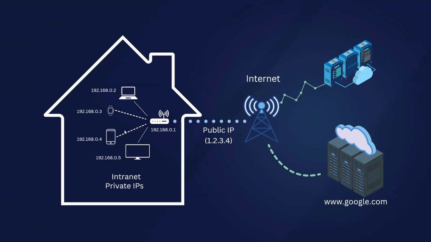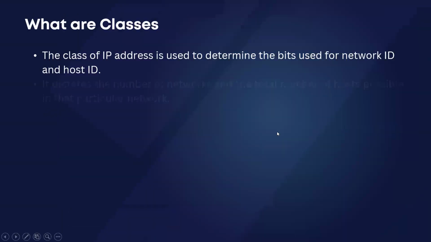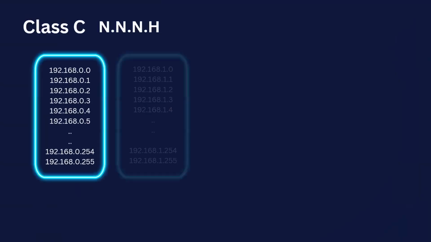So each of these devices in the network will get a unique private IP, and they all use one single public IP to access the internet. In organizations as well, it's the same thing. Right. Moving on, let's talk about class B now.